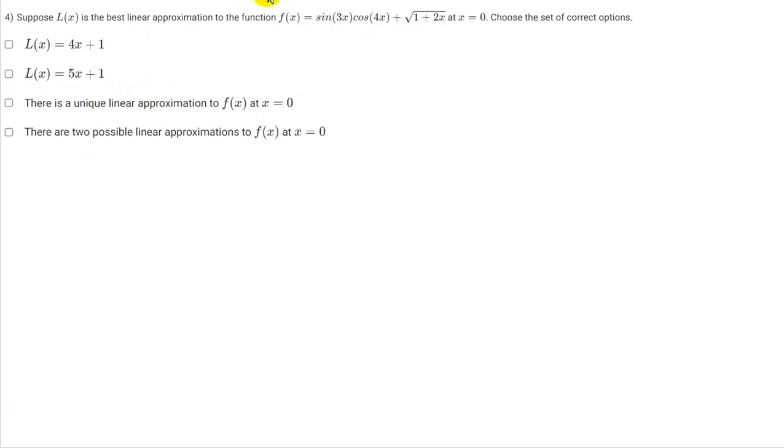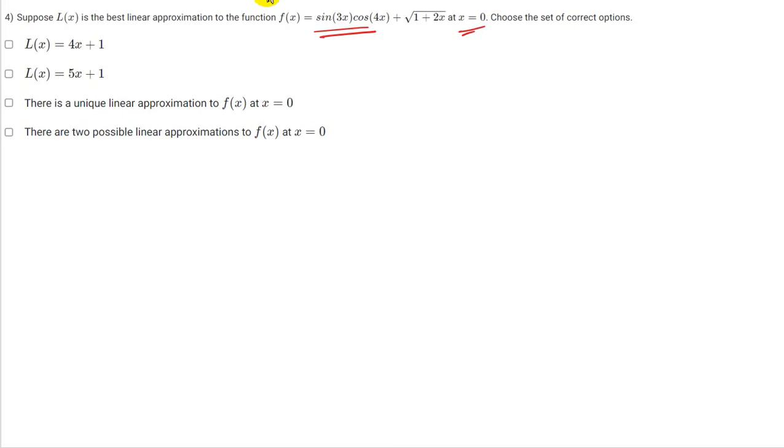Suppose L(x) is the best linear approximation of the function f(x) = sin 3x cos 4x + root of (1 + 2x) at x = 0. Choose the correct set of options. Okay, very nice.